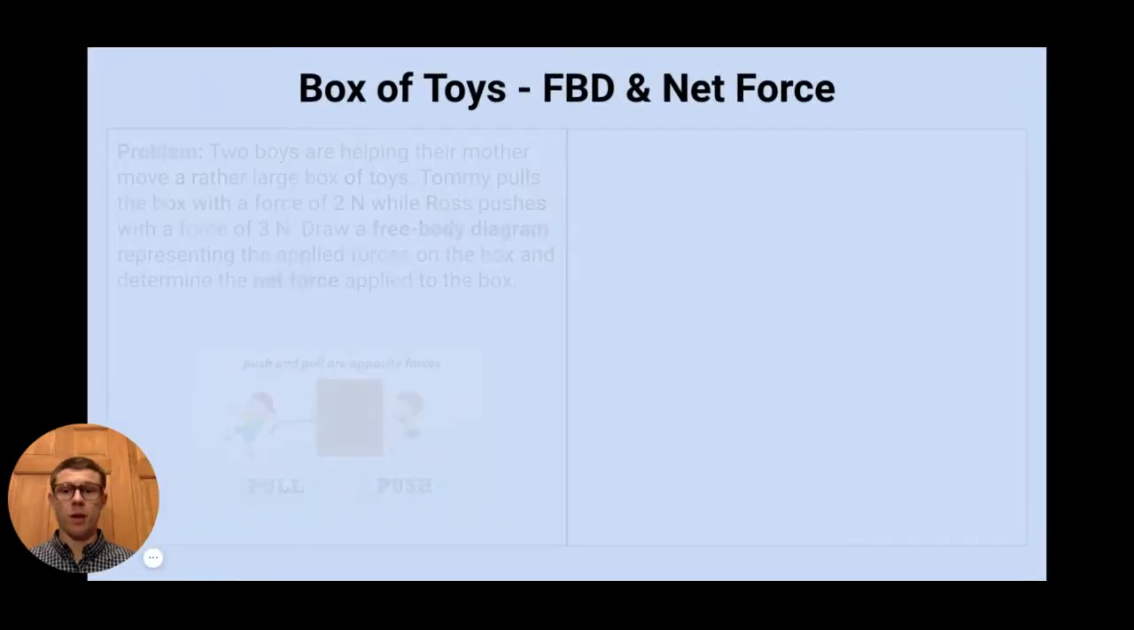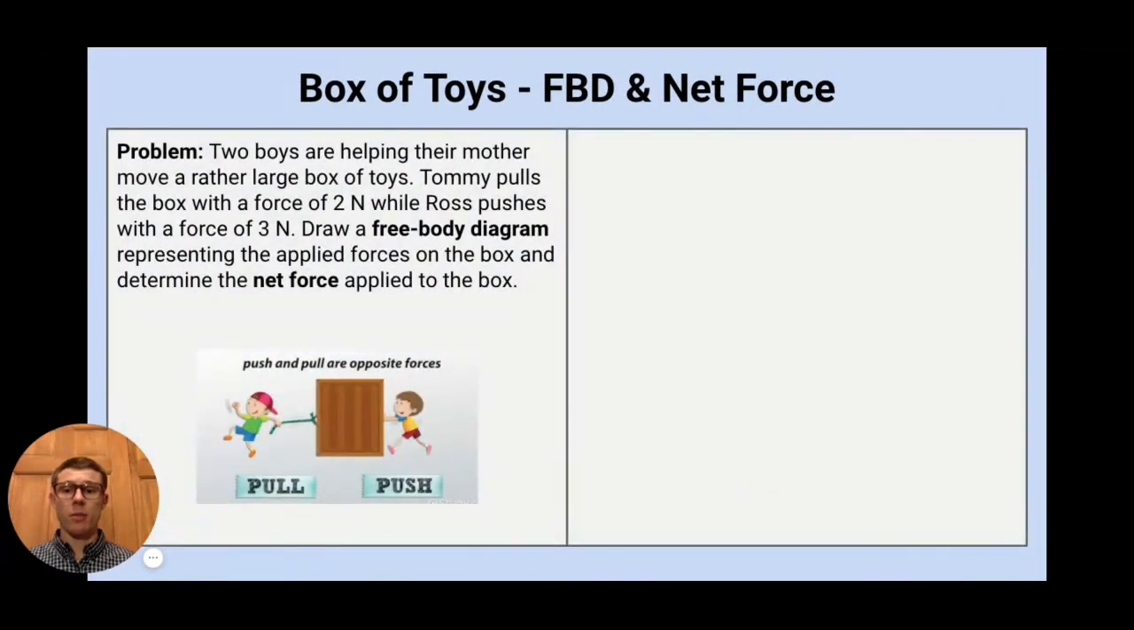Here's a third problem, box of toys. Two boys are helping their mother move a rather large box of toys. Tommy pulls the box with a force of 2 newtons, while Ross pushes with a force of 3 newtons. Draw a free body diagram representing the applied forces on the box and determine the net force applied.